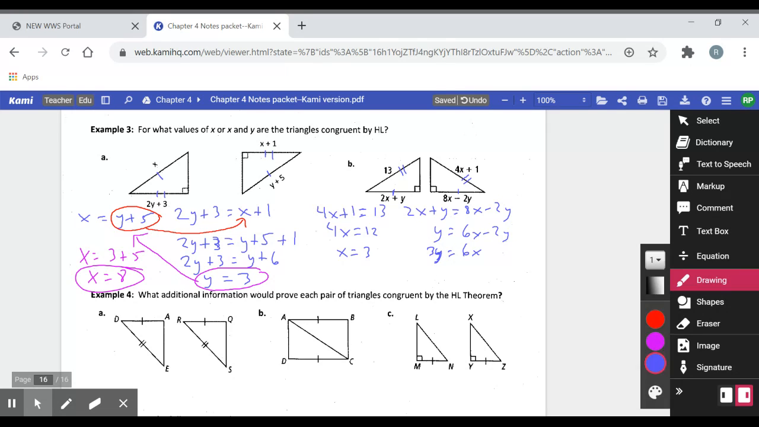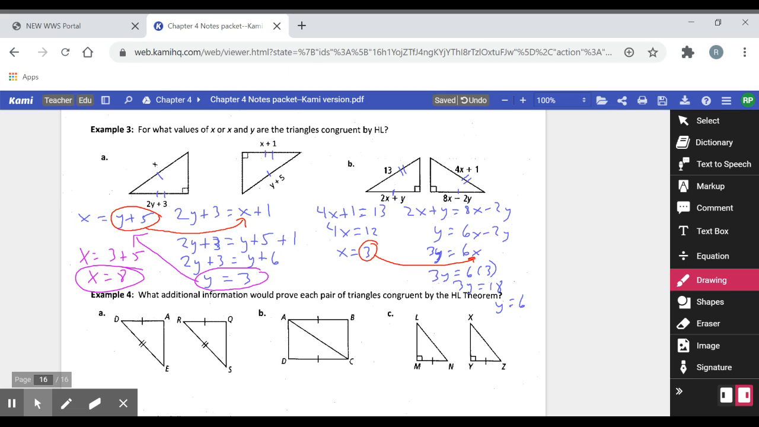And now over here, I know that this x is equal to 3. So I can substitute it in over here. And I end up with 3y is equal to 6 times 3. And if I solve that, I've got 3y is equal to 18. So I can solve and get y is equal to 6. All right, so there's my y, there's my x.